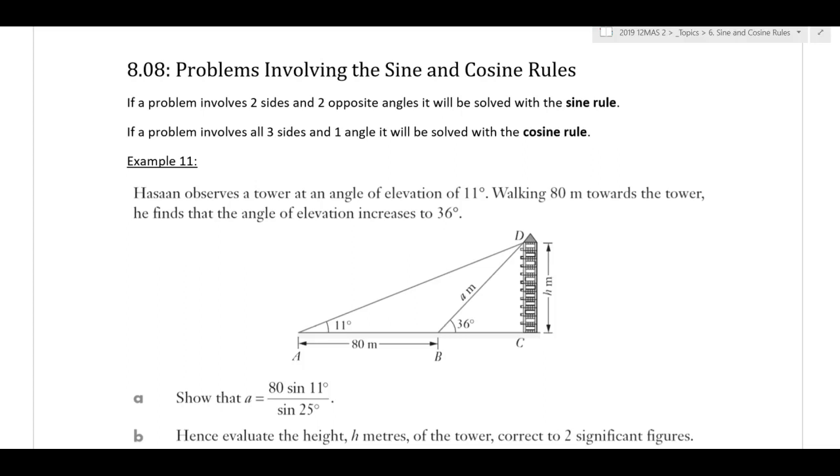A little reminder: two sides, two angles, probably the sine rule. Three sides, one angle, probably the cosine rule. Unless you're finding the area.